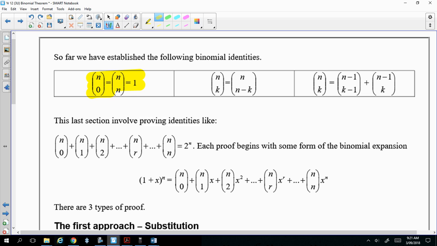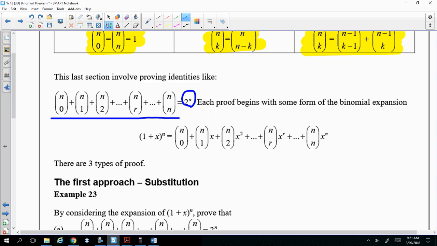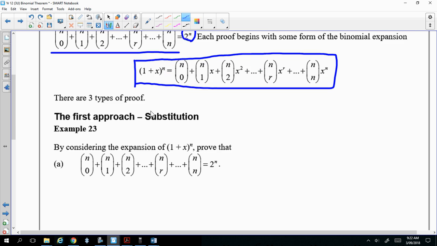These ones are more complicated, where it involves a series of terms, that the sum of this equal to 2 to the power n. That can be proved easily using this expansion. So you always start with this expansion, and there are three types of proof. We're going to go through some of each type. We're not going to go through all the examples because the video is on the Google Classroom. We've done it on Friday already. Let's go through this one. Why do they add up to 2 to the power n?